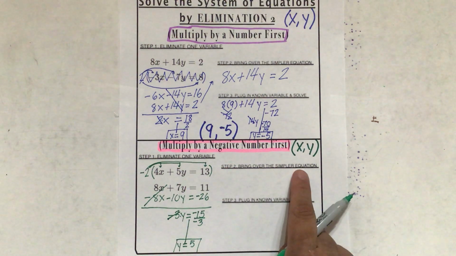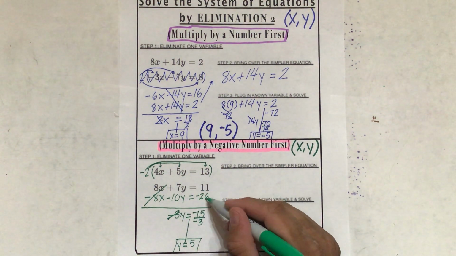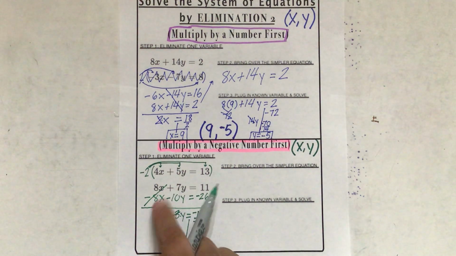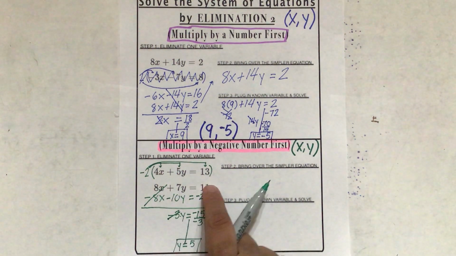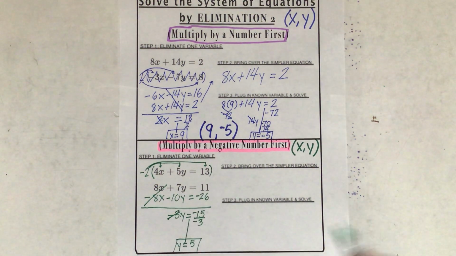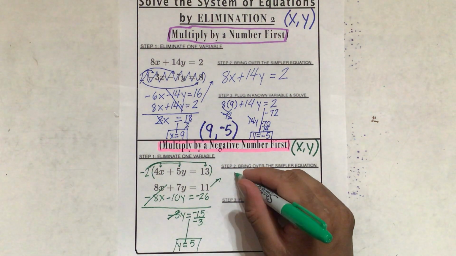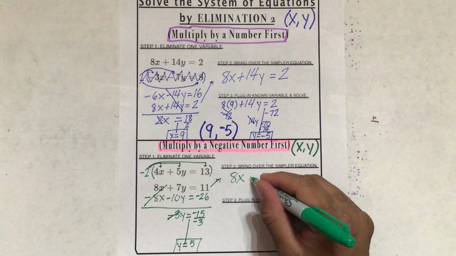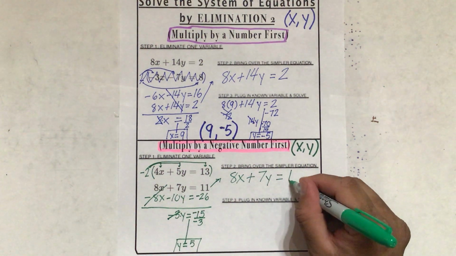Step 2 says bring over the simpler equation. Which one of these two equations is more simple? Obviously, to me, this top equation is more simple because it doesn't deal with any negatives. So I'm going to bring this equation over and I'm going to say 8x plus 7y is equal to 11.